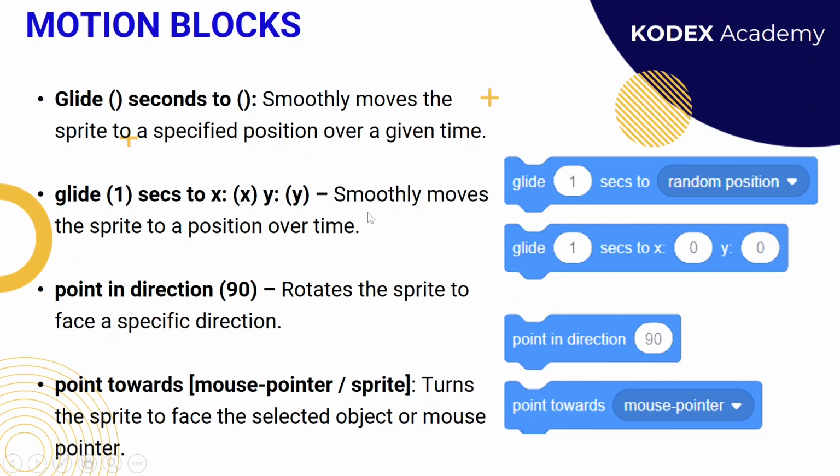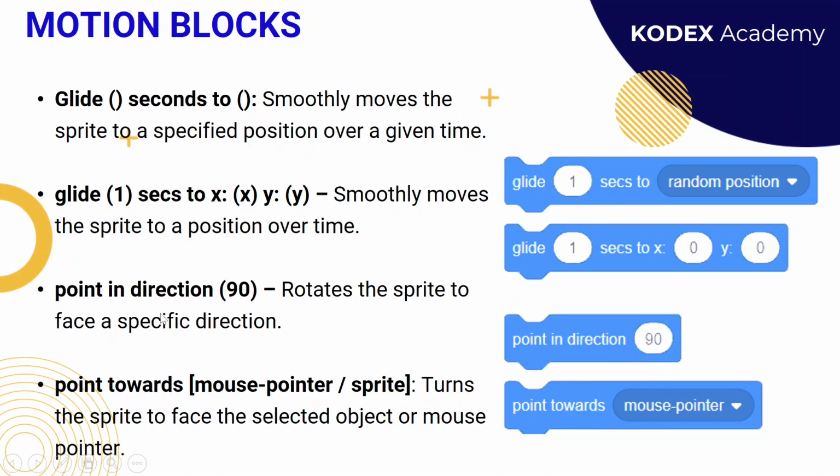Same type of block for when you want a specific position, like here you will set, instead of random position or mouse pointer, the value of X and Y. Otherwise both blocks work in the same way, but here you can choose the random position and the mouse pointer as per your animation's demand, and here you will set the specific value of X and Y.